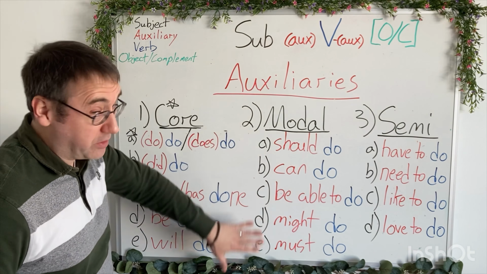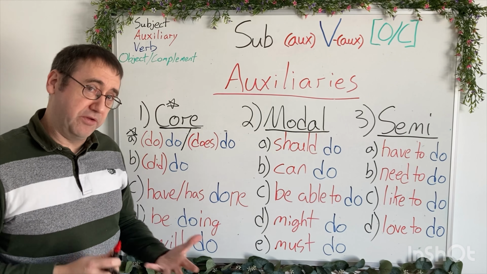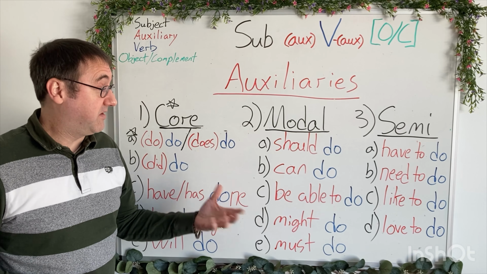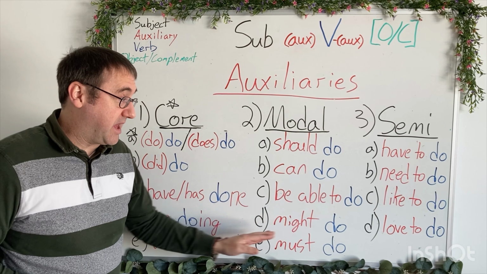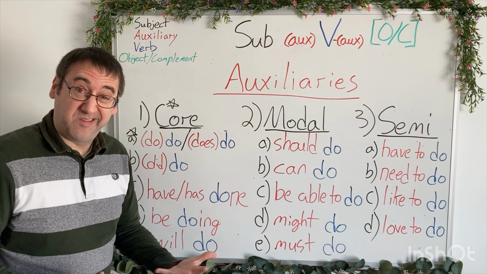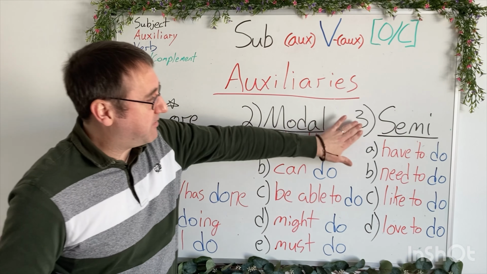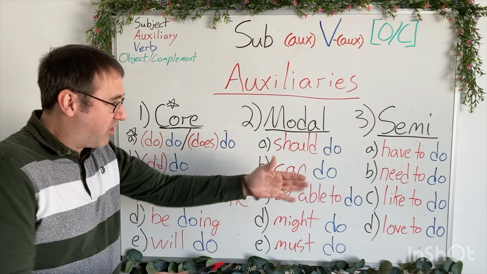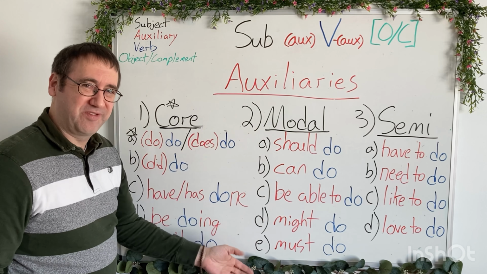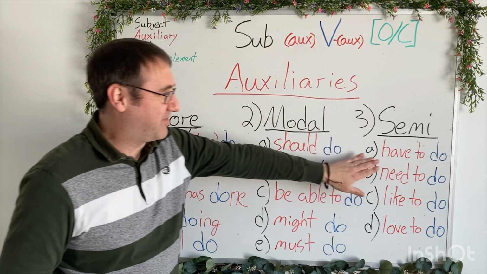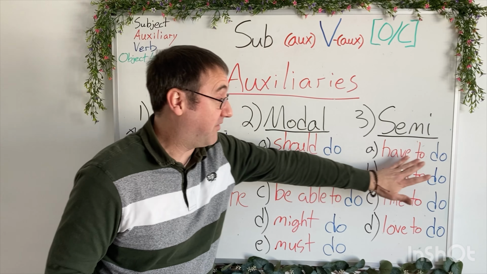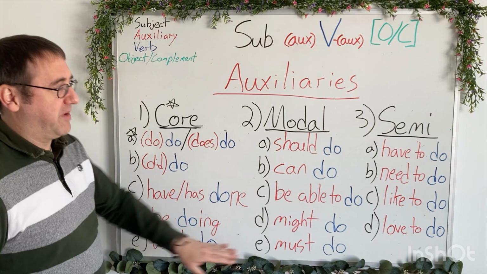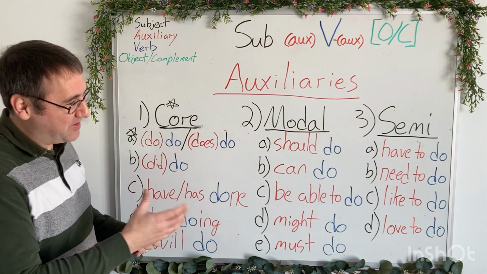The next group is the modal auxiliaries, which many people are already familiar with. Some of the more common ones are should do, can do, be able to do, might do, must do. Okay, and then we have the semi auxiliaries over here, and they're an interesting group. They're like trying to become modals, but they're not there yet. The most common ones are have to do, need to do, like to do, and love to do. Although many people would argue against those last two, I think they're useful.